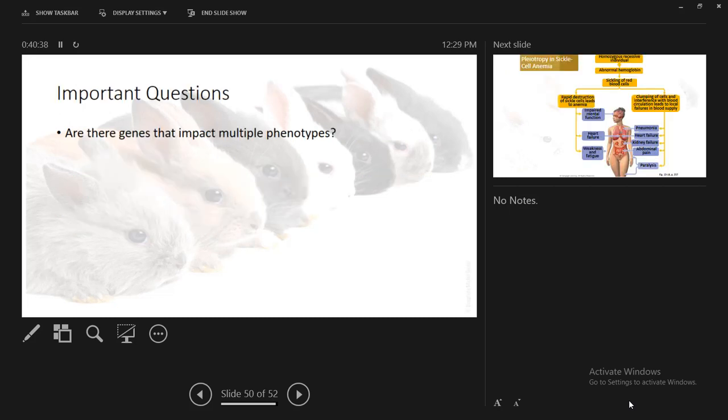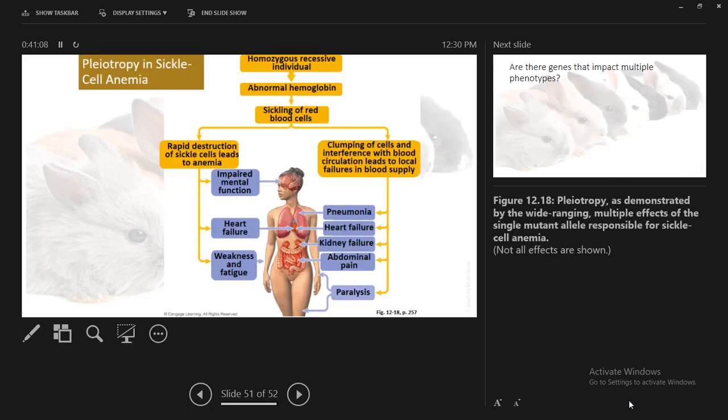Okay, the last question is this one. Are there genes that impact multiple phenotypes? Because we just talked about an example where we have multiple genes impacting a single phenotype, like height. But what about a single gene that impacts multiple phenotypes?